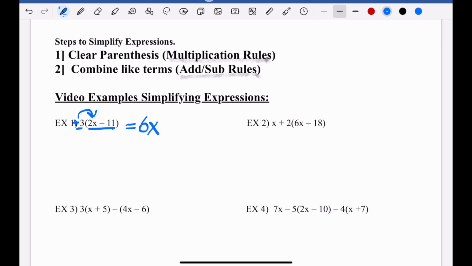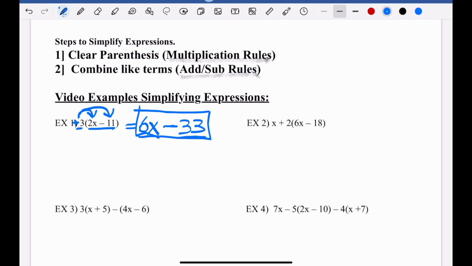So I get positive 6 times x. And then positive 3 times negative 11. Positive times a negative is a negative. 3 times 11 is 33. So I've got rid of the parentheses. Now I have a two-term expression with no parentheses, and these are not like terms because I have a variable term and a constant term. So this is as simple as I can get this expression. And usually that's what you're trying to do, get it down to a variable term and a constant term.